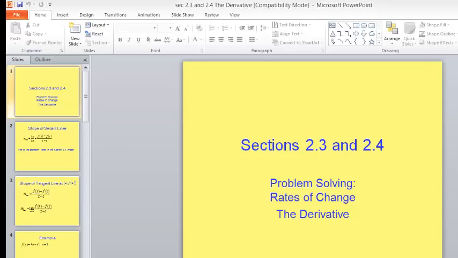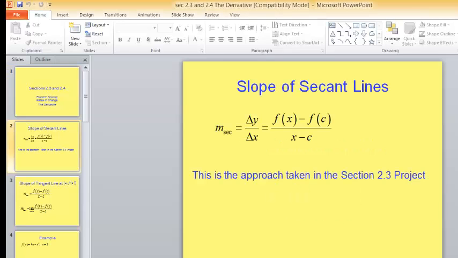So today, we're going to talk about rates of change. I've already talked about that. And we're going to talk about something called the derivative. So I'd like to get us working on this. And we're going to start by talking about what's called the slope of secant lines. And like I said, this is a little different from what the book does. We're going to take the approach that's taken in your book in the section 2.3 project.